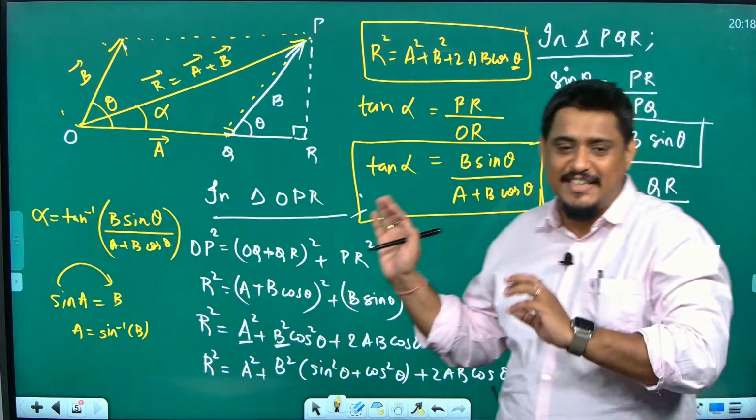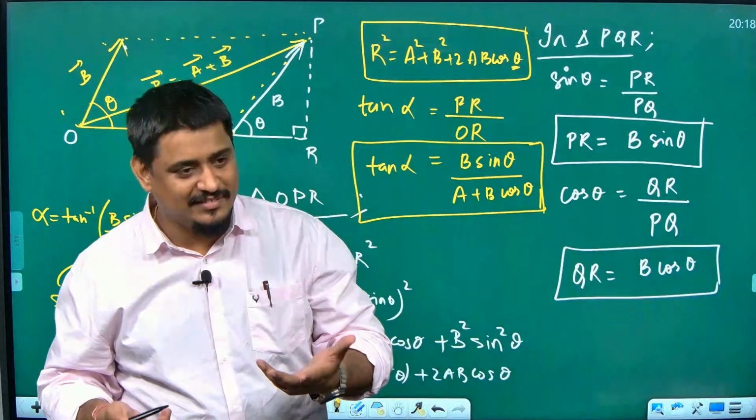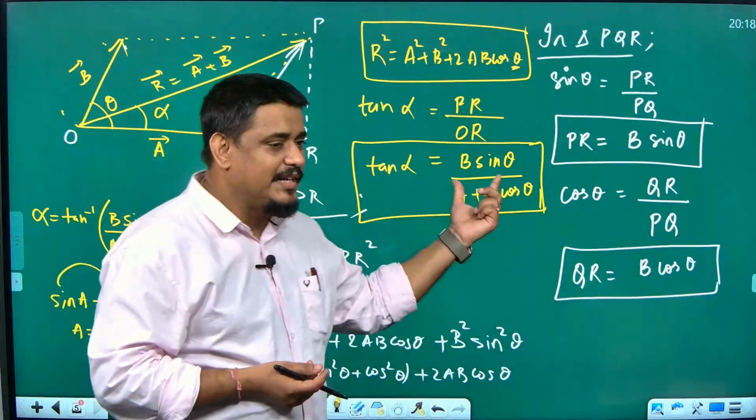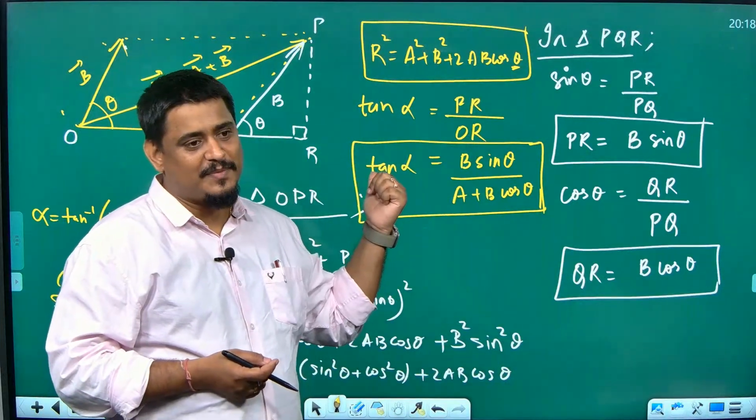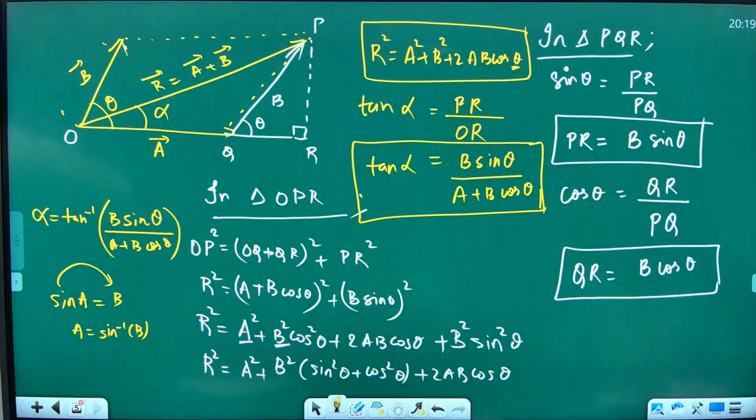What will come is root 3, 1 by root 3, 1, which you know already. If it comes root 3, what is the value of alpha? 60 degree. If it comes 1 by root 3, what is the value of alpha? 30 degree. If it comes 1, what is the value of alpha? I hope you are understanding this. That's how they will give the values.